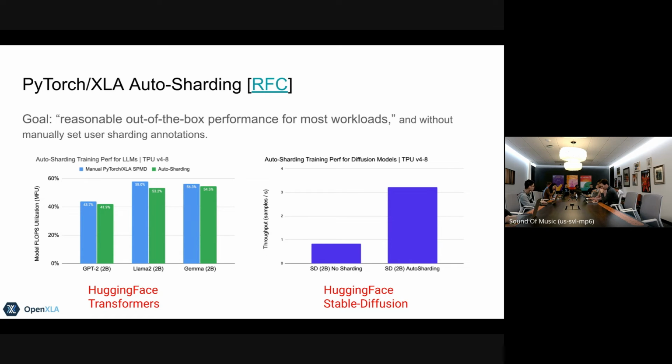So I guess a smart user could look at the HLO dump after auto sharding and then look at the sharding in the metadata. And then if they see something they don't like, they could annotate all the tensors to match the sharding metadata of that intermediate HLO. Yeah. And then they get kind of a free, really good starting point. Yes.